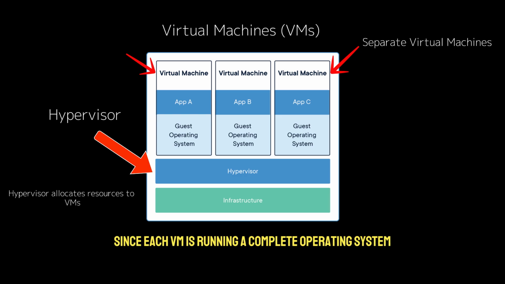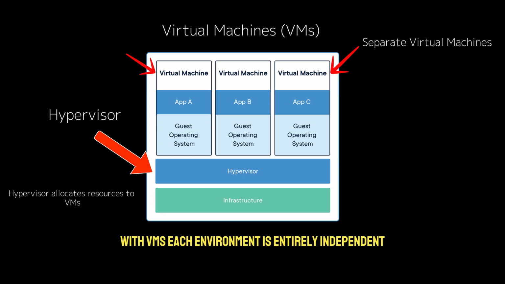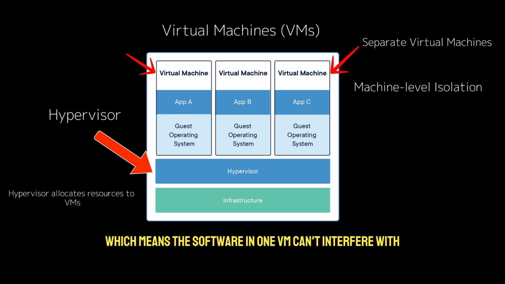Since each VM is running a complete operating system, it is isolated from others. Each VM behaves as if it's running its own independent hardware, even though it's actually running on shared physical hardware. With VMs, each environment is entirely independent. This gives you machine-level isolation, which means the software in one VM can't interfere with or see the software in another VM. This makes it an optimal choice for highly secure or resource-intensive applications.